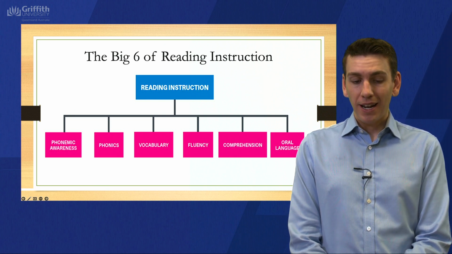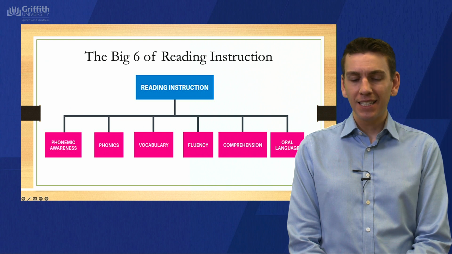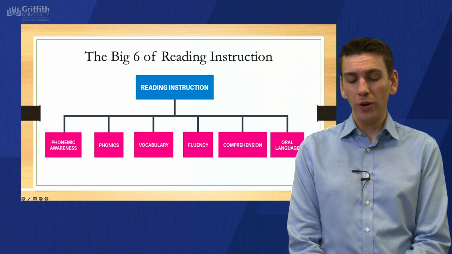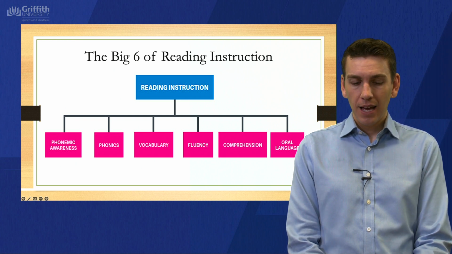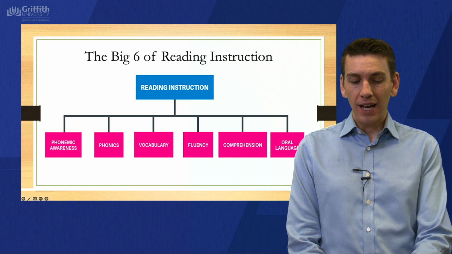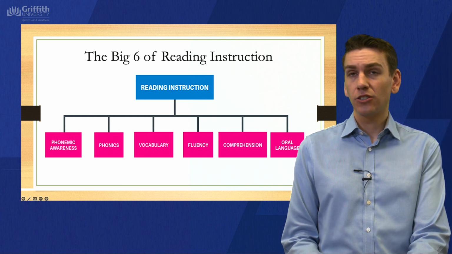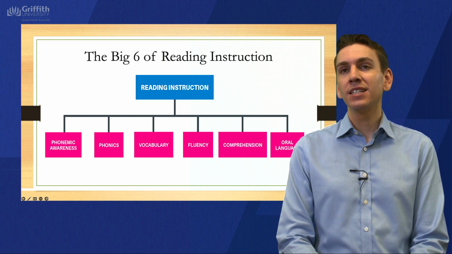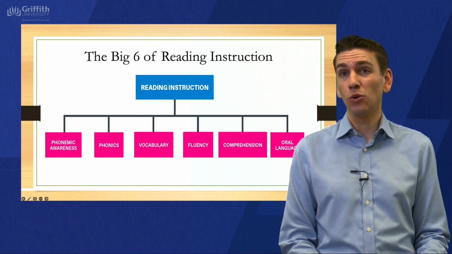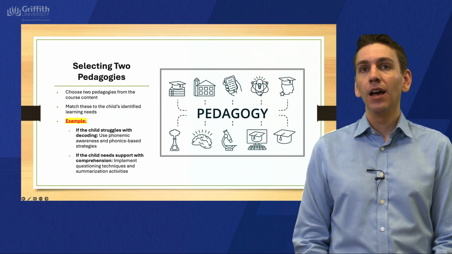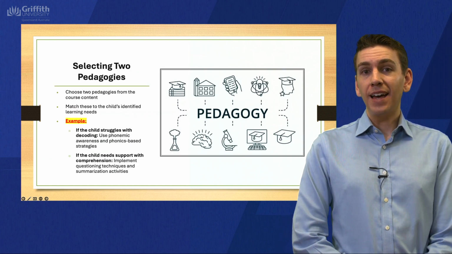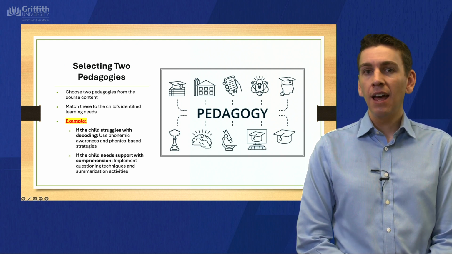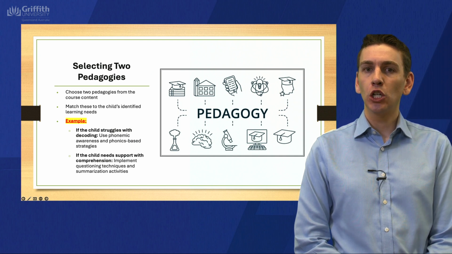So in a moment, we're going to look at pedagogy, because if we can carefully select pedagogy that matches that child's current abilities, you're supporting their continued growth as a reader. Don't forget the theories of literacy learning, constructivist theory, social cultural theory, to help support your decision and provide evidence for your choices, and go back to what we have offered in this course as well. So with that, you would then choose 2 pedagogies from the course content and match them to that child's identified learning needs.